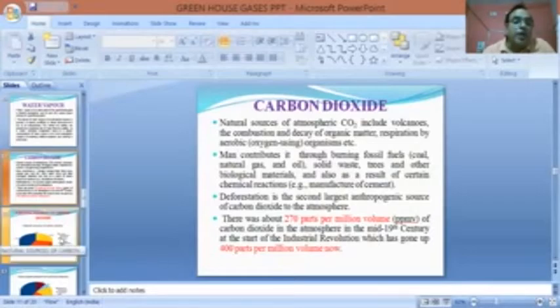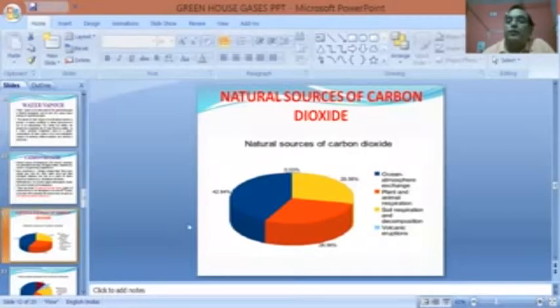Now, let us have a look at the sectoral contribution of carbon dioxide. As I have said, carbon dioxide is plentiful in nature too. Natural resources also contribute to carbon dioxide. So what are those major resources? First, the ocean. You might have read in the carbon cycle in your honors college classes that Earth's ocean is the biggest reservoir of carbon.